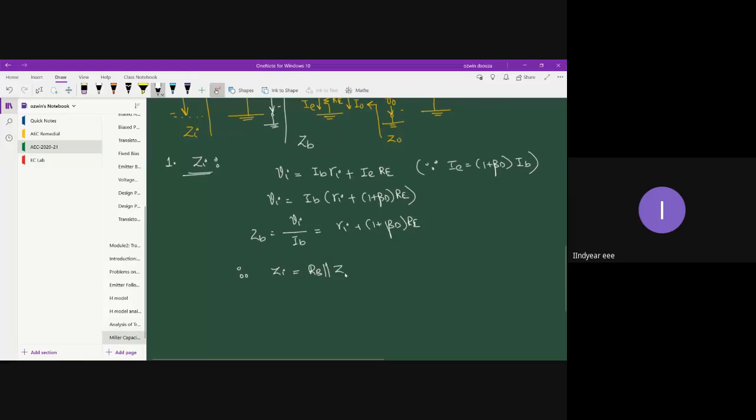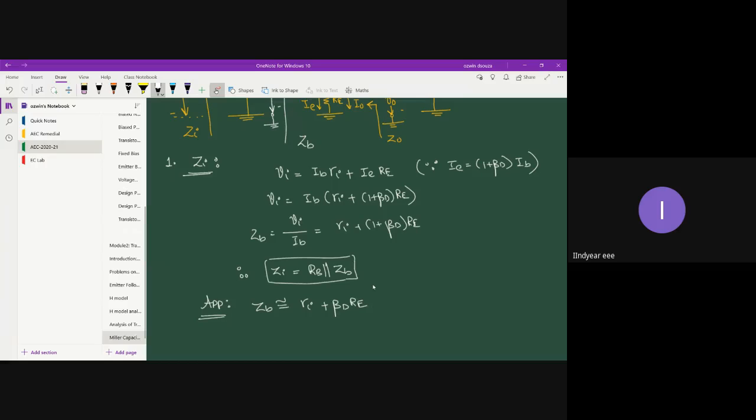So that's your overall input impedance. And I can here itself propose the approximation. So ZB can be approximately written as Ri plus beta D times Re. Approximately you can write it down, no problems.